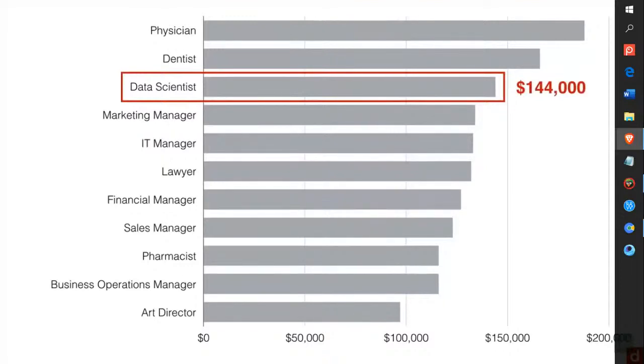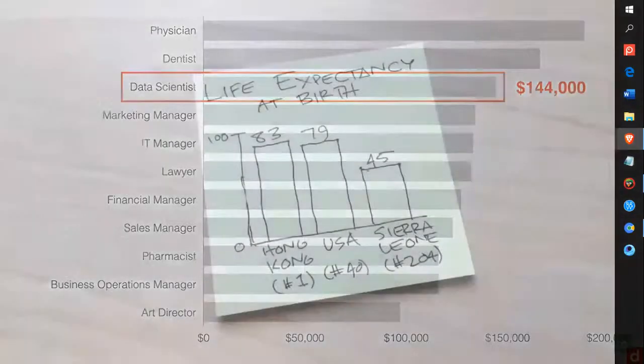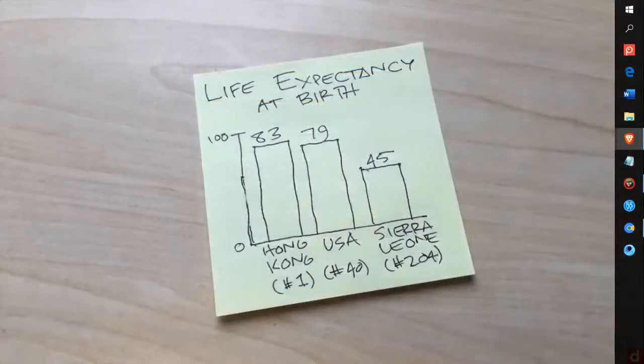But you don't even have to get fancy. I just got out a pen and a Post-it note, and I drew a bar chart of some real data about life expectancy. This tells the story as well that there is something terribly amiss in Sierra Leone.